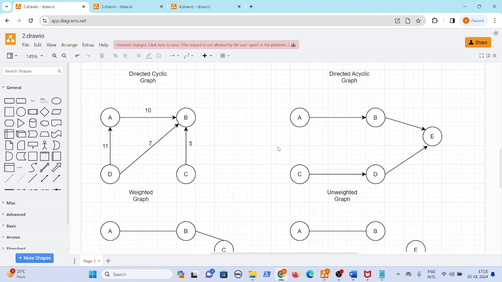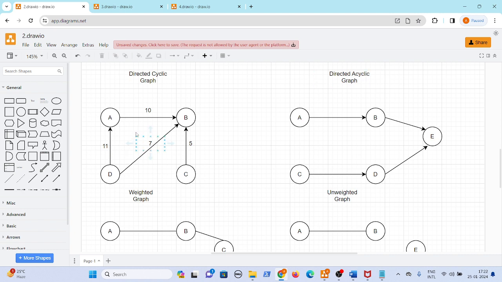And the other classification is based on the weights. Now your edges have some weights. If you see, the A to B edge has some weight, the D to A edge has some weight, the D to B edge has some weight. Here in this particular graph, you don't see any weights present. So based on the weights of the edges, you can classify graphs as weighted graphs and unweighted graphs.